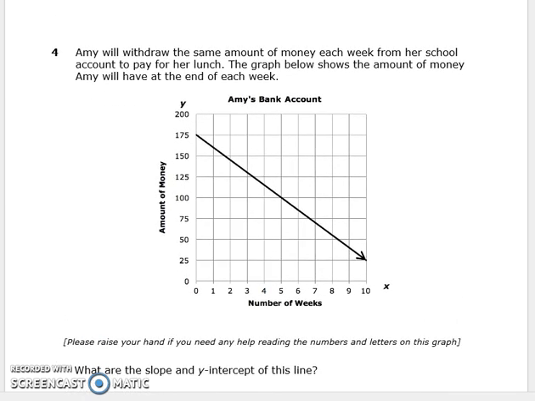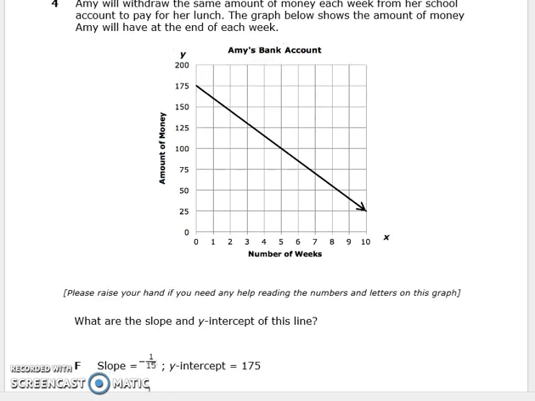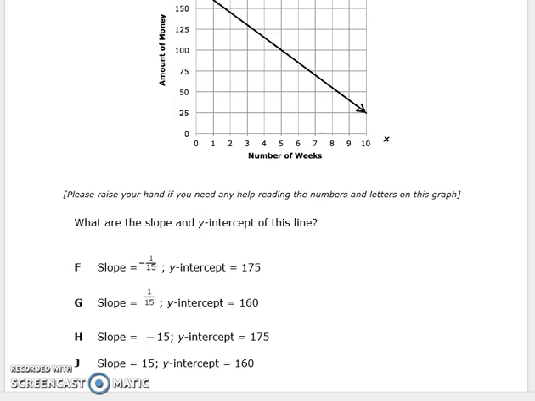Number 4. Amy will withdraw the same amount of money each week from her school account to pay for her lunch. The graph below shows the amount of money Amy will have at the end of each week. What are the slope and y-intercept of this line? F, G, H, or J?